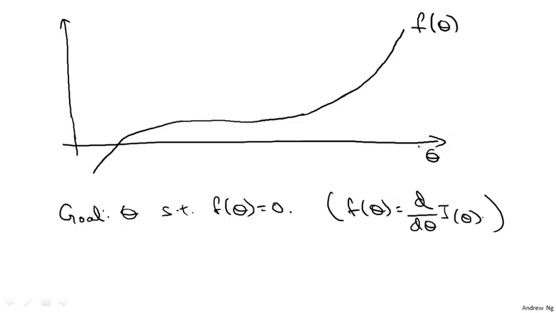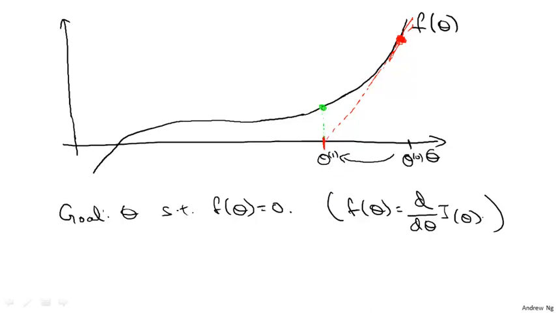Let me show you what Newton's method does in pictures. Newton's method starts at some value of the parameter, say theta 0, and so imagine we're here. What Newton's method does is it fits a straight line to the function, a tangent to the function at that point, and then sees where it intersects 0. This is going to be our next value for theta, called theta 1. So that's one iteration of Newton's method.